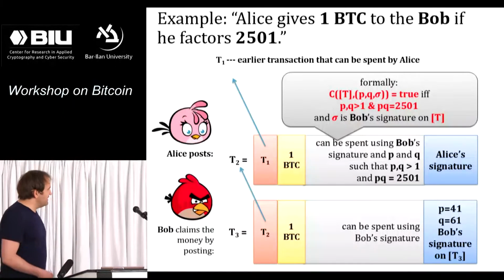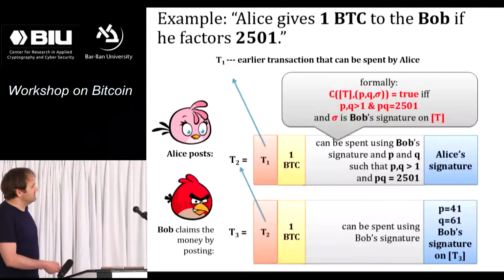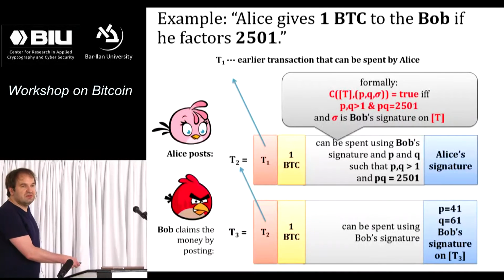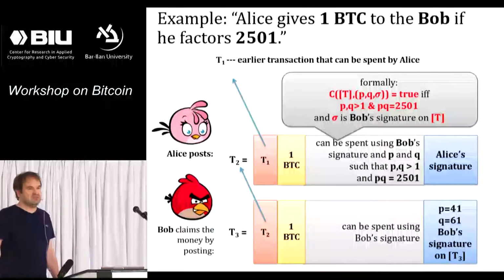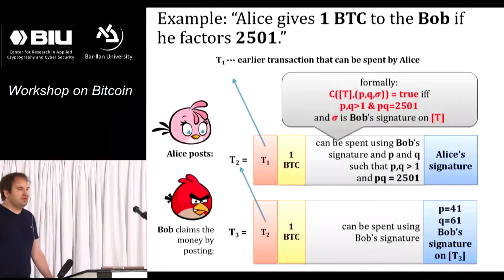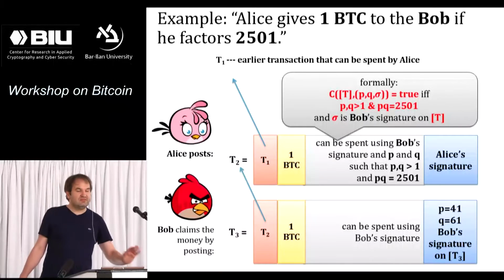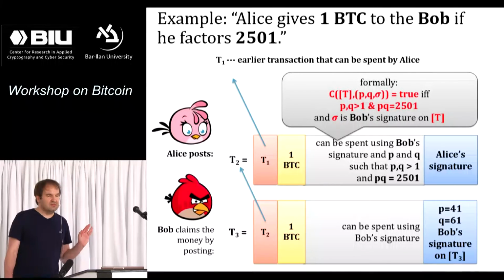And now Bob can claim the money by posting these numbers and the signature on his transaction, and then he can simply put that this can be spent using Bob's signature, right? So he knows that later this T3 can be spent by him as a standard transaction. So what I'm saying is that you can add conditions on transactions.